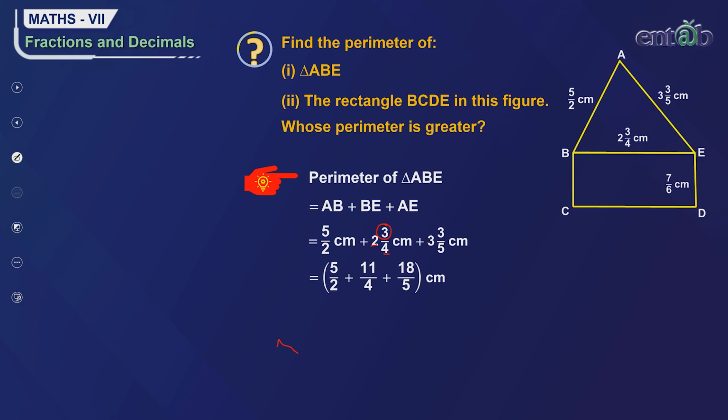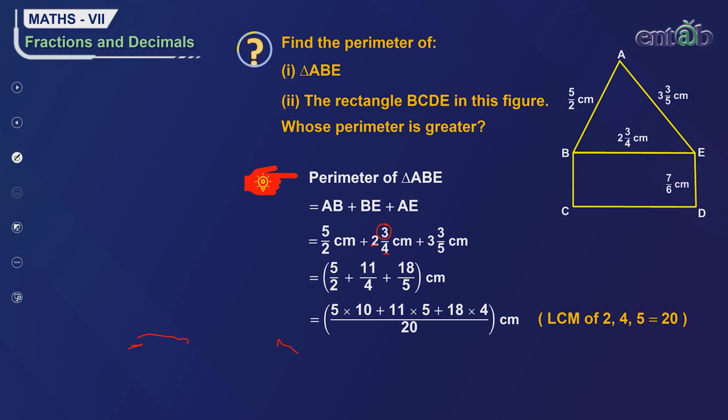For this, we will take the LCM. The LCM of 2, 4 and 5. What is the LCM of 2, 4 and 5? The LCM of 2, 4 and 5 is 20. Now, taking the LCM, 2 times 10 is 20. So, 5 times 10. 4 times 5 is 20. So, 11 times 5 in the numerator. And 5 times 4 is 20, so 18 times 4 in the numerator.